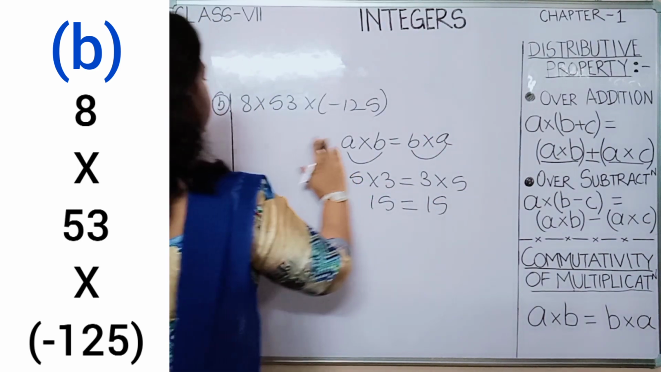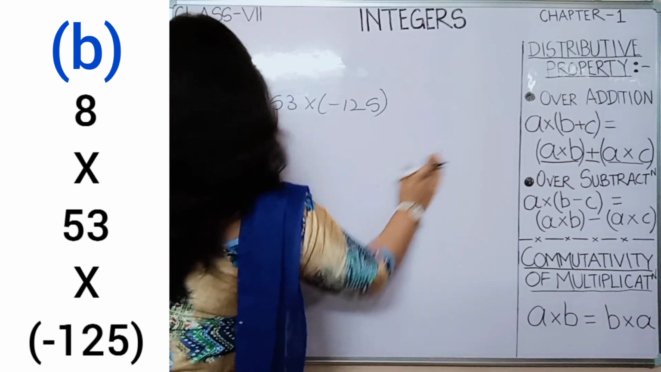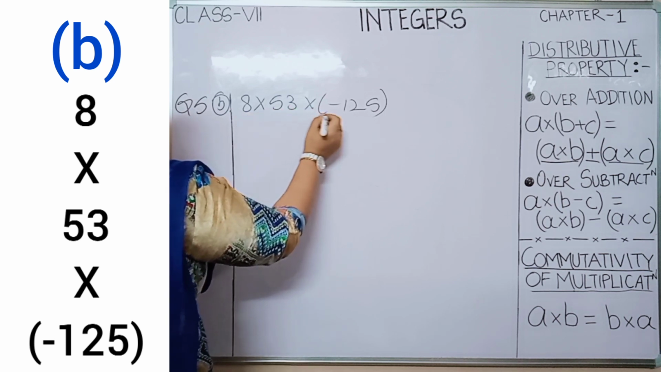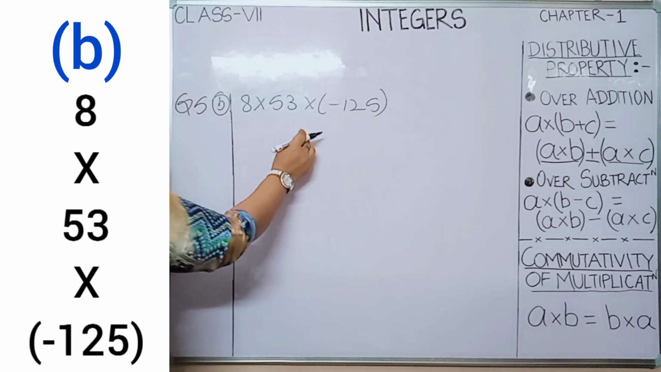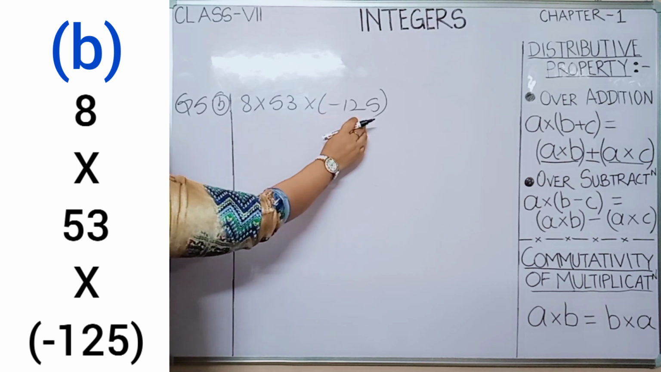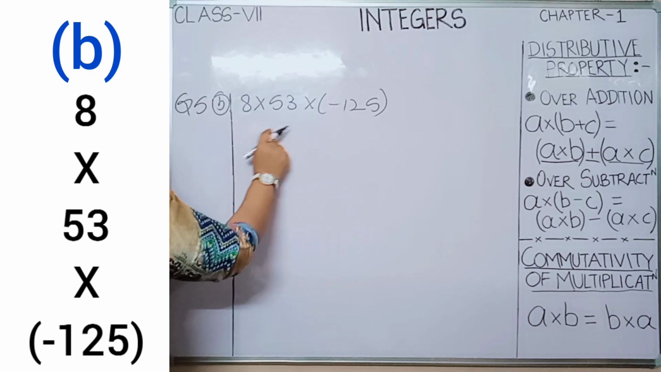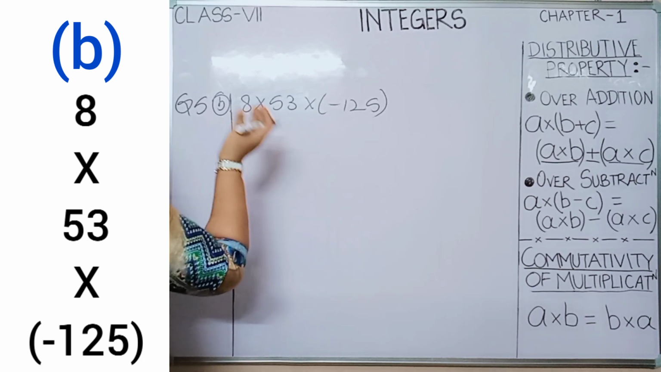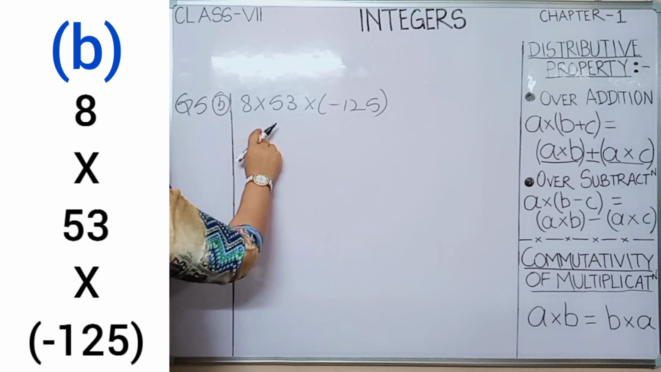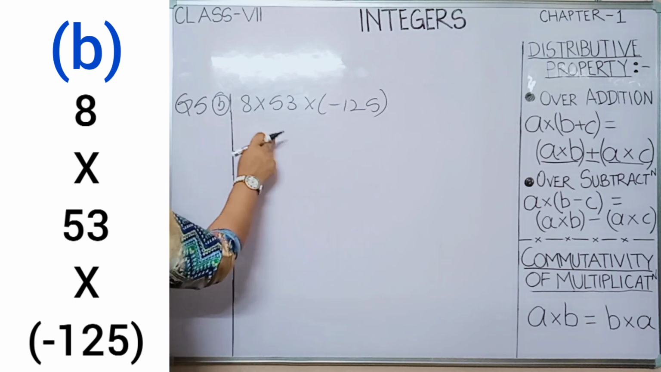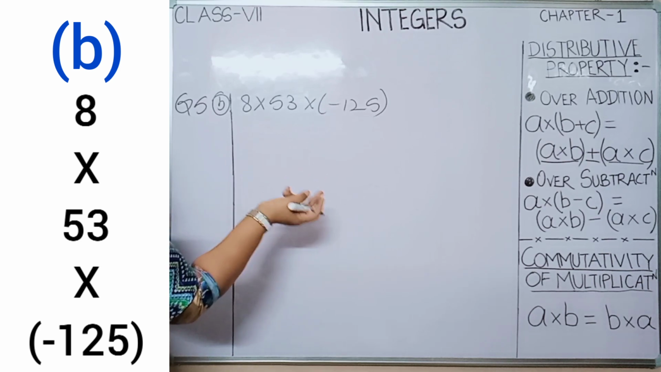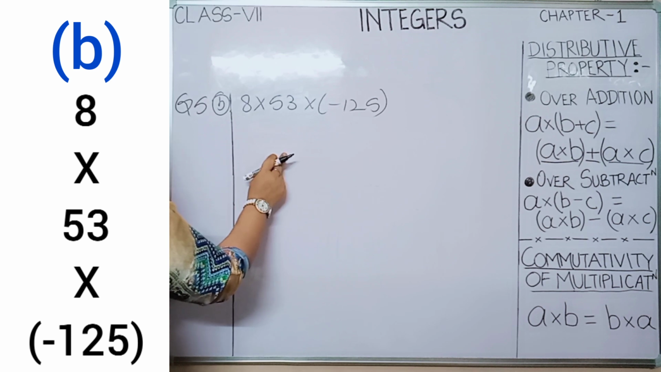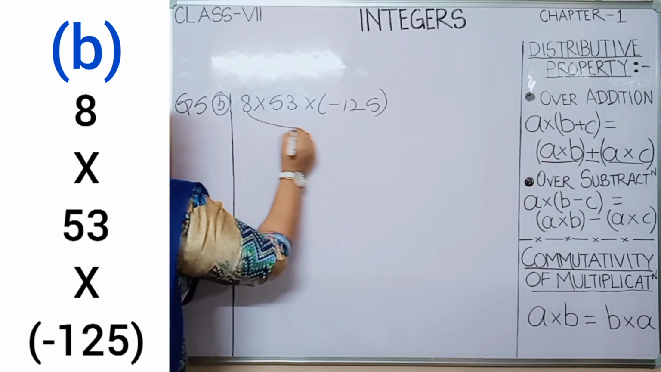But in this question, 8 into 53 into minus 125, we have three numbers. If I multiply 8 with 53 and then the answer with minus 125, the answer will become very difficult to calculate and time consuming also. So to make our work easier, we will group two numbers together in such a way that we get zeros at the end.